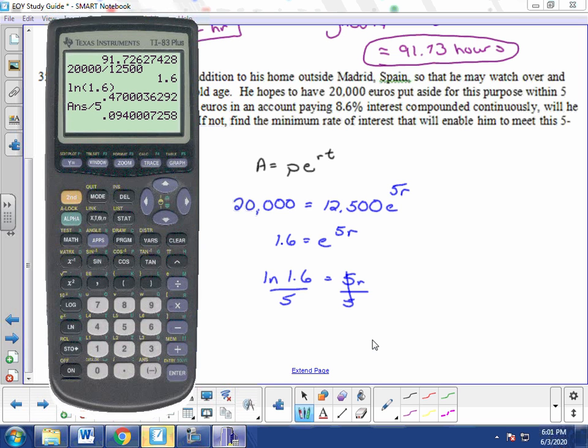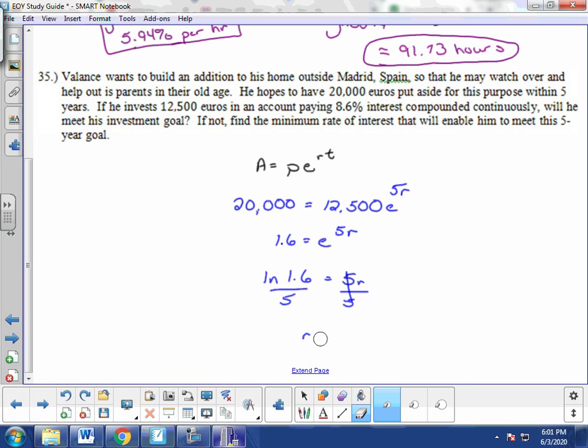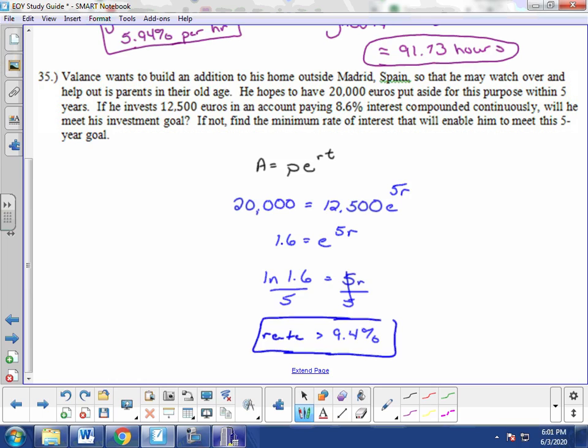So the rate is 0.0940. So the rate that he's going to need is going to have to be actually greater than 9.4%. This is ever so slightly greater, but the rate that he's going to need has to be greater than, if we turn this decimal into a percentage, 9.4%.